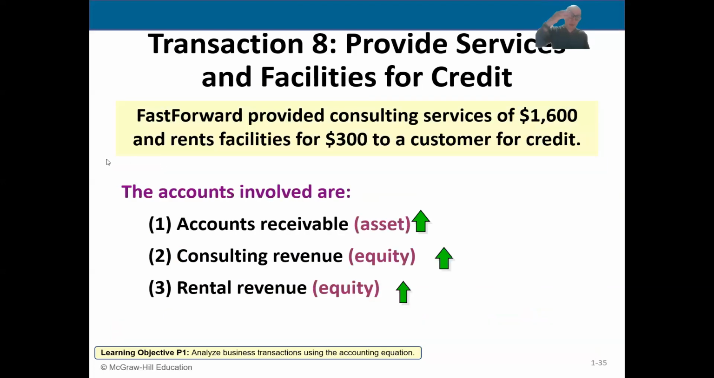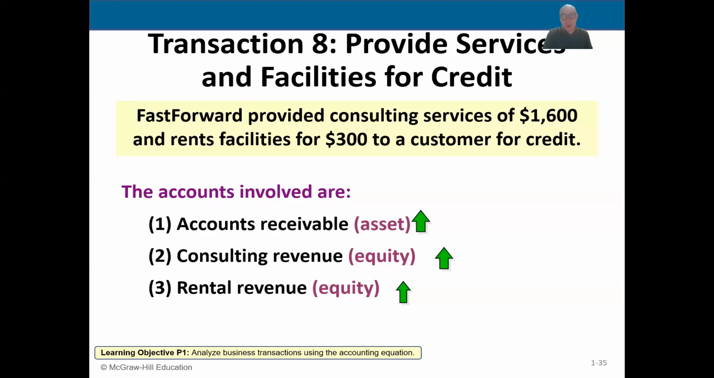The eighth transaction, here's what happened. I provided consulting services of $1,600. I rented some of my stuff to my customers for $300. Okay, so a couple things happened here. My customers have not yet paid me. It says for credit, or on account. They paid me on account, meaning they haven't paid me in cash yet.